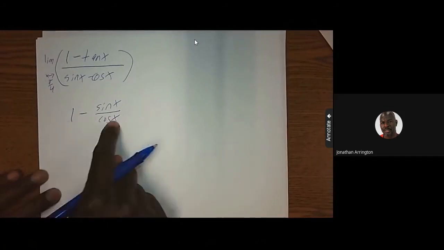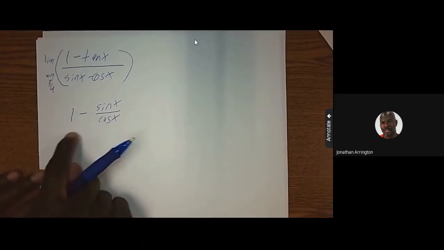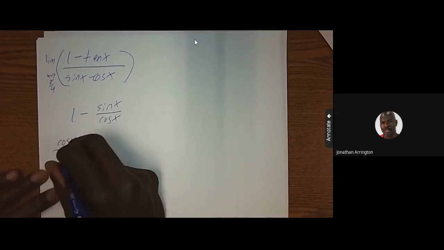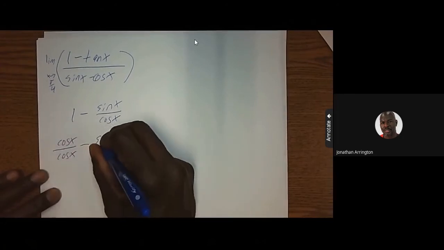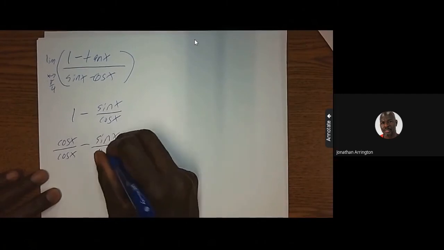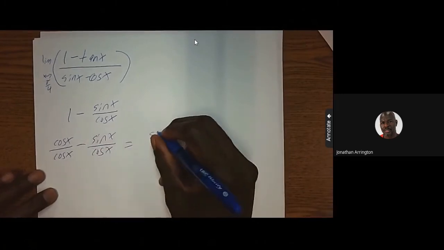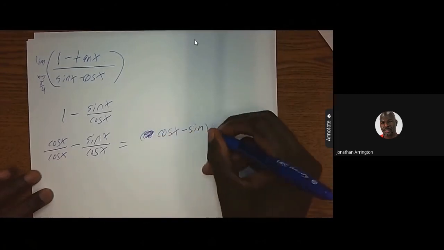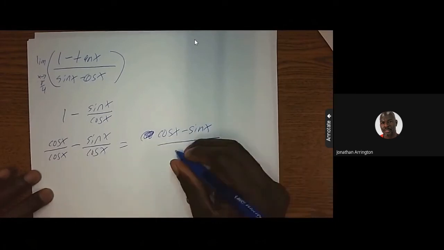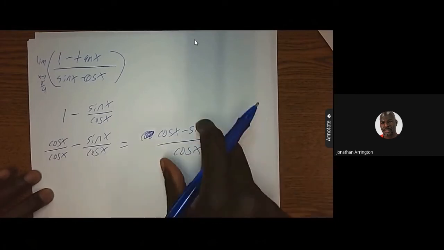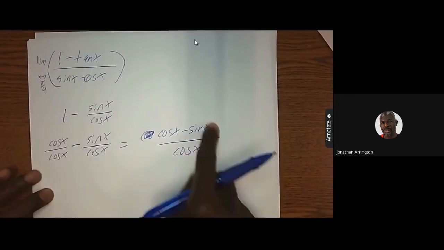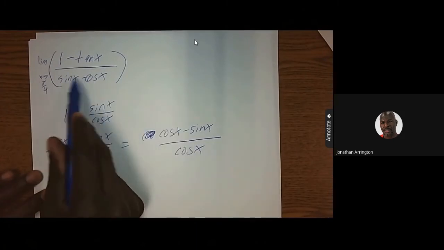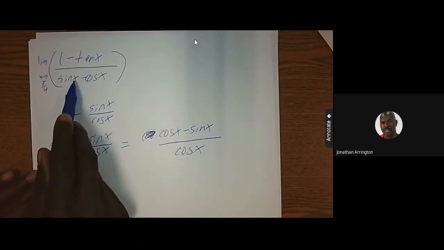And then I want to make this one fraction, so I need a common denominator. That common denominator will be cosine, so I'm going to turn 1 into cosine x divided by cosine x, of course, minus sine x divided by cosine x, which will give me cosine x minus sine x, with a common denominator, all over cosine x. Now this is the numerator, right? This is just another way of writing 1 minus tan x. And that is over sine minus cosine. That's the denominator.